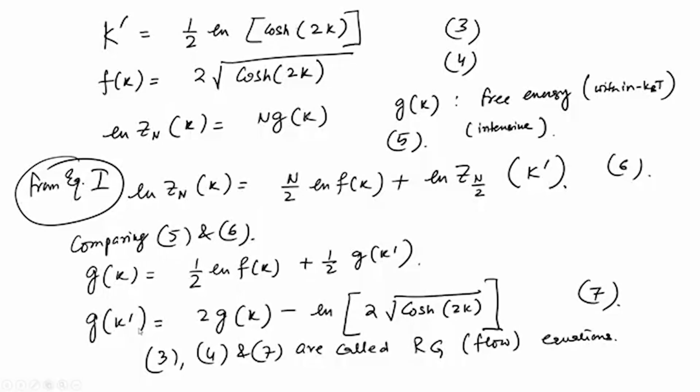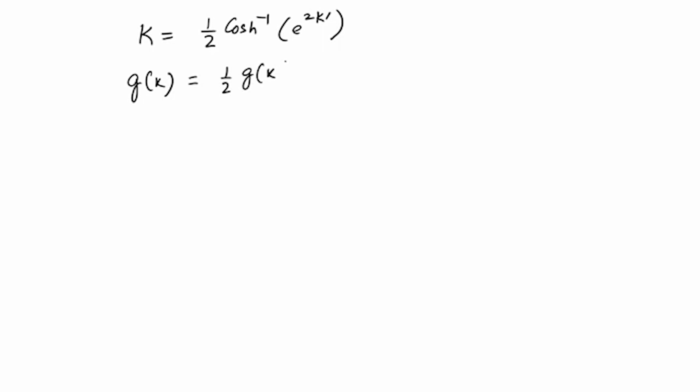So, the inverse of this RG equation, that is, we have written k prime in terms of k, but if you want the inverse ones, then k is equal to half cosine hyperbolic e to the power 2k prime, and g(k). So, we have changed our variables from (k, f(k)) to (k, g(k)). So, these are half g(k prime) plus half log of 2 plus k prime by 2. Okay. And these can be called equations 8 and 9. So, they are sort of similar things.